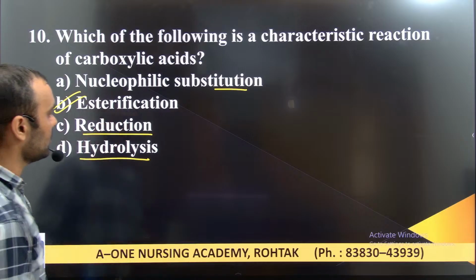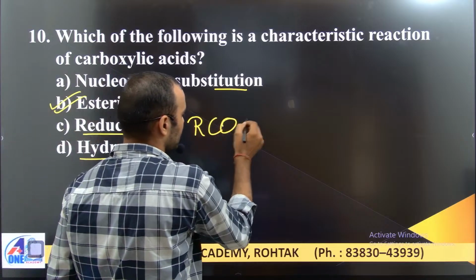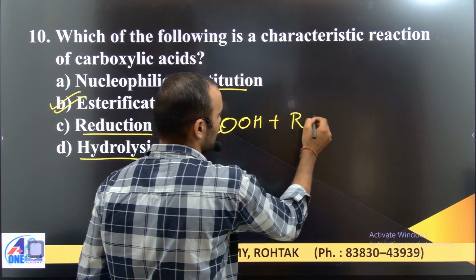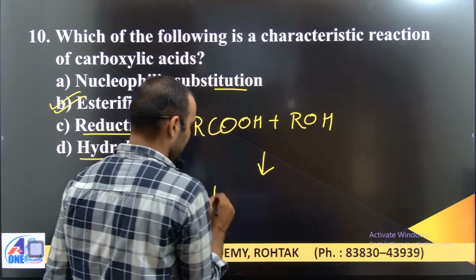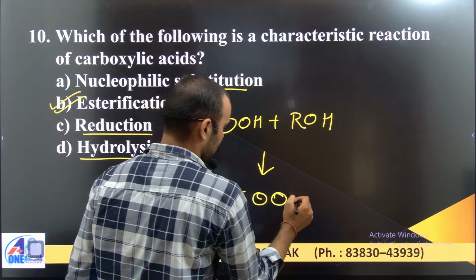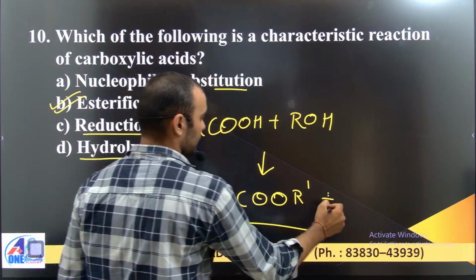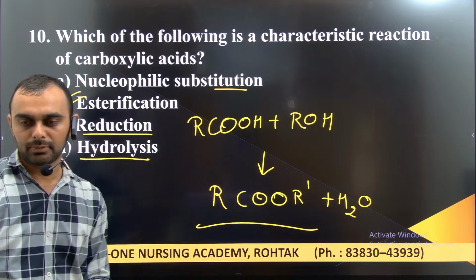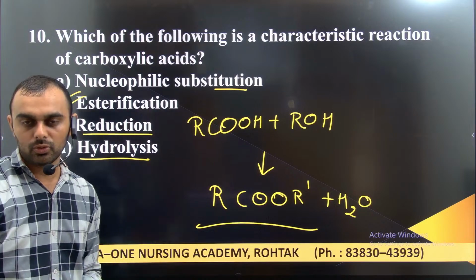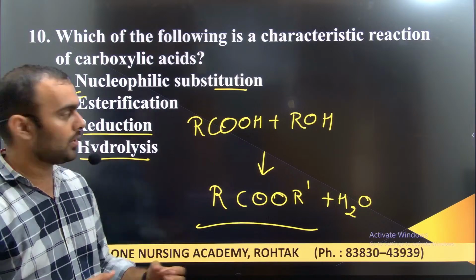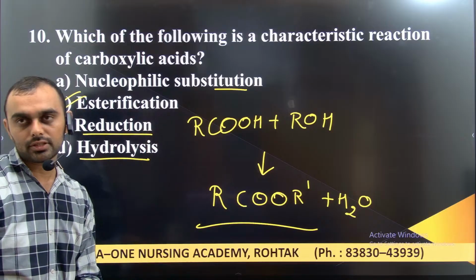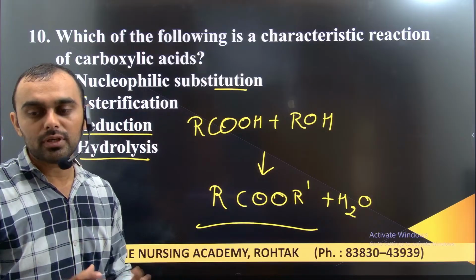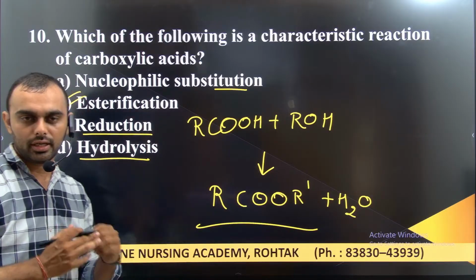So esterification, you know very well, when we react carboxylic acid with alcohol, we will produce an ester, RCOOR. That is the esterification reaction. So this reaction generally takes place with carboxylic acid. So the carboxylic acid chemical reaction famous, that is esterification. So you can say this is the famous reaction of a carboxylic acid.